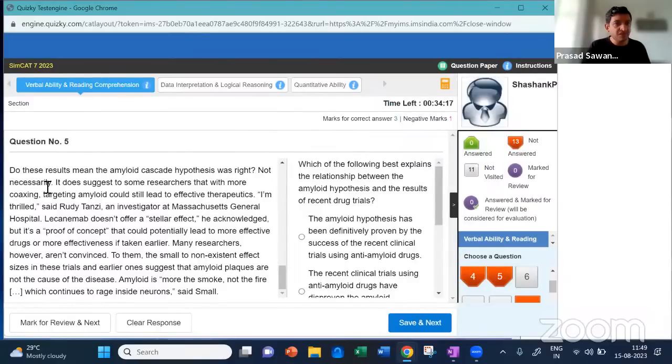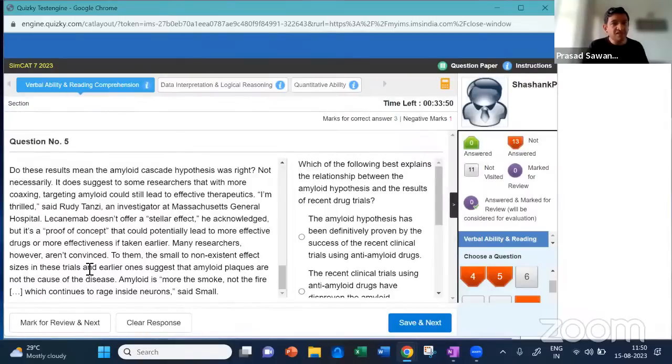Not necessarily. It does suggest to some researchers that with more coaxing, targeting amyloid could still lead to effective therapeutics. Okay, I'm thrilled, says someone. Lecanemab doesn't offer a stellar effect. Okay, so it's not significant as suggested earlier, but it's a proof of concept that could potentially lead to more effective drugs, or more effectiveness if taken earlier. So if you develop it more, then it can lead to better potential. It has good potential.